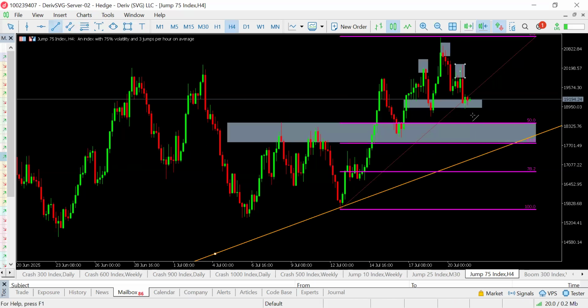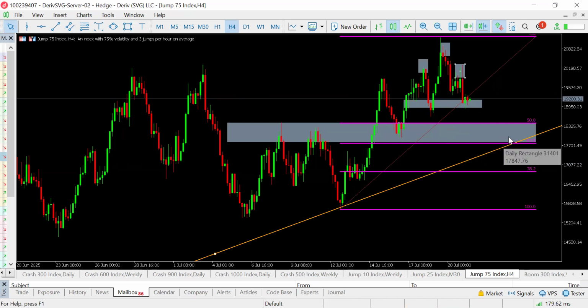So I, for one, would just patiently wait for price to come down into this area, either this area, and then probably make a third touch of this trend line. And when that happens, then I can start looking for what? Buy opportunities.